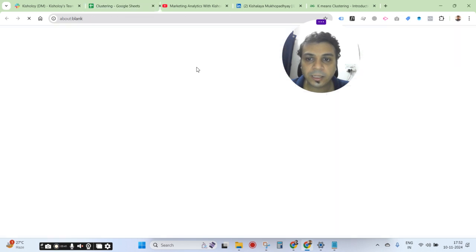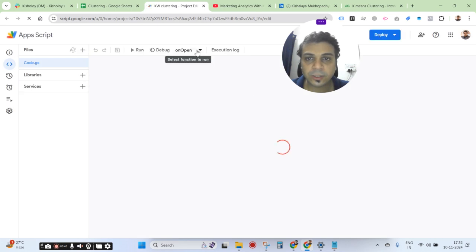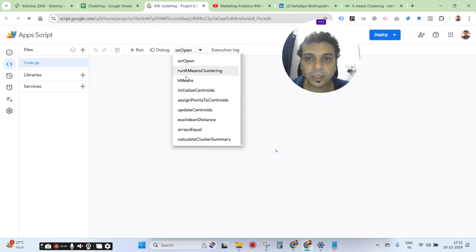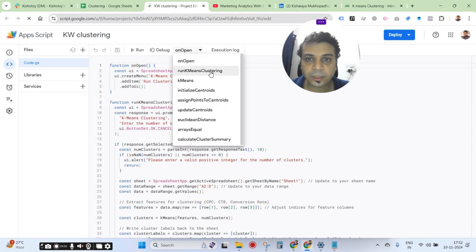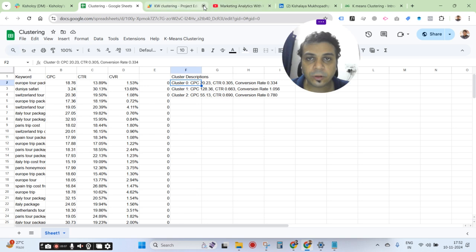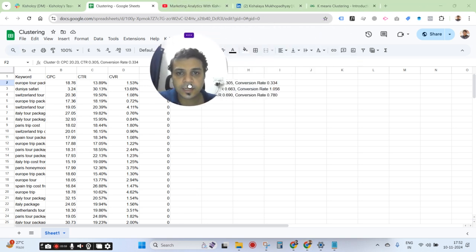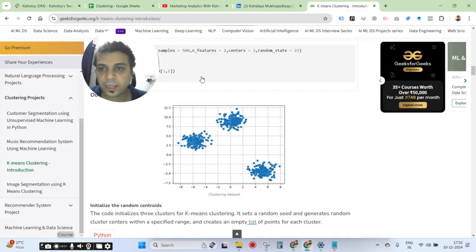Now, there's actually an Apps Script that's doing all of this heavy lifting in the back end. As you can see, there are going to be a lot of functions. There is run k-means clustering, initialization of centroids, distance measurement and all of that. So let's actually understand what k-means clustering is.